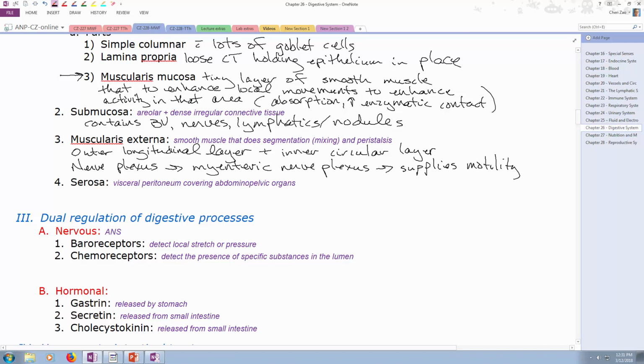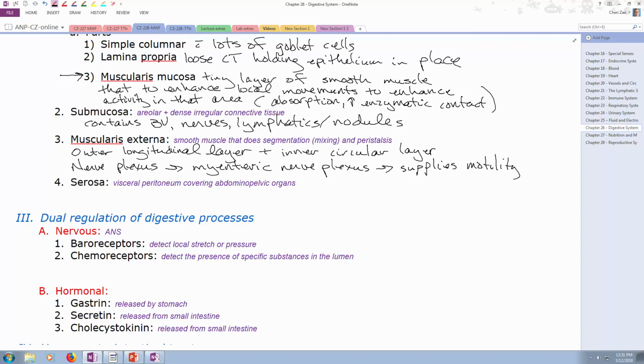And then the serosa, which is the visceral peritoneum covering all of the abdominal pelvic organs, in other words, those that are suspended in the cavity. But there is part of the digestive system that's not in the abdominal pelvic area, correct? What's not in the abdominal pelvic area that's considered part of the digestive system? Esophagus, and even the oral cavity and things along that line.